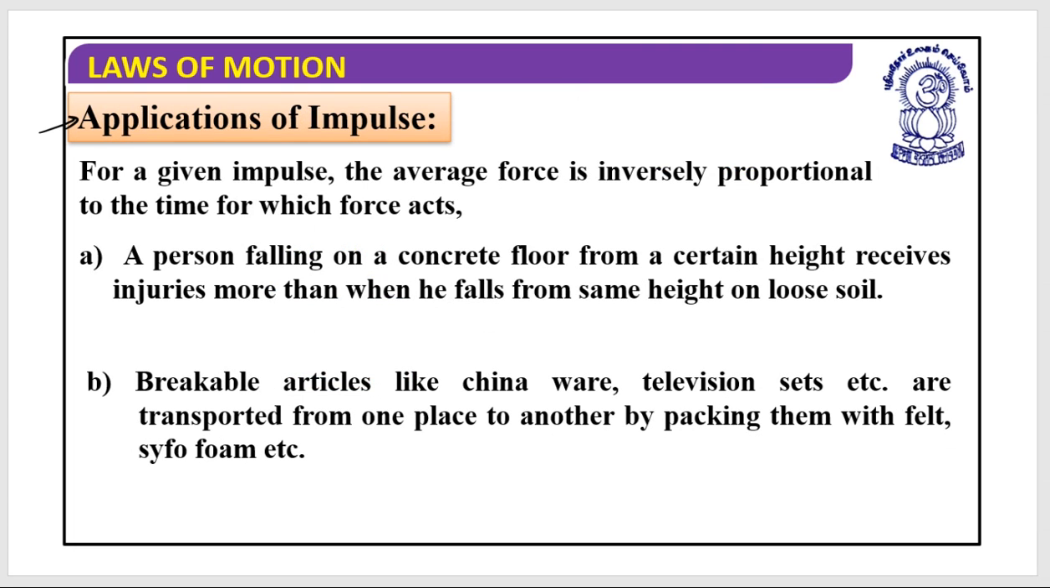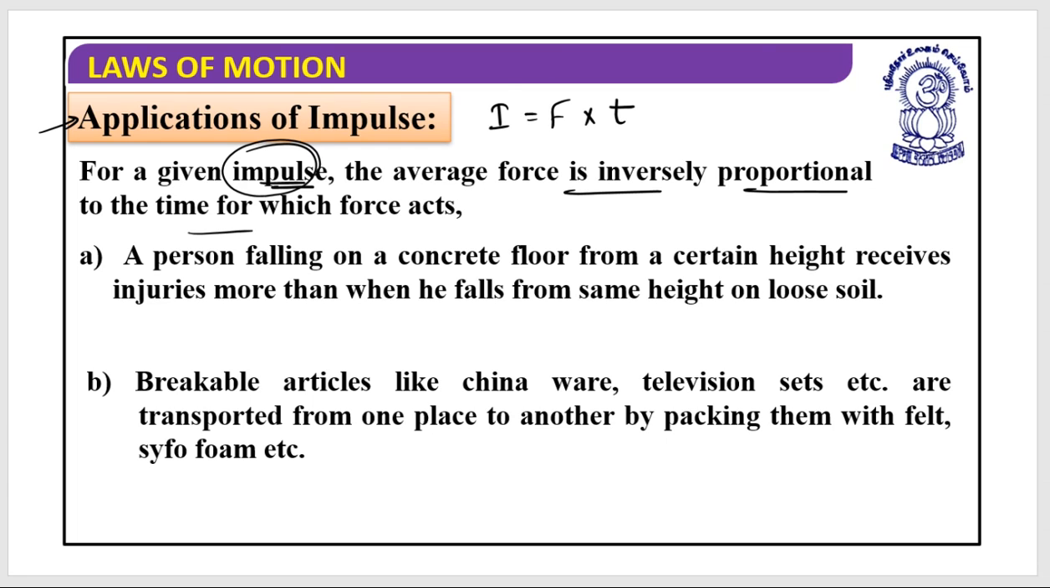These are all practical applications, and you might have come across them in class 9 as well. This is just for revision purposes, so that we get an idea of what impulse is. For a given impulse, that means impulse is constant, the average force is inversely proportional to the time for which the force acts. It's something like this: I equals F into t.